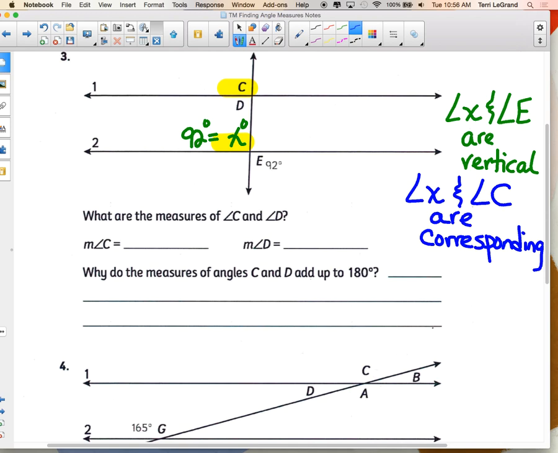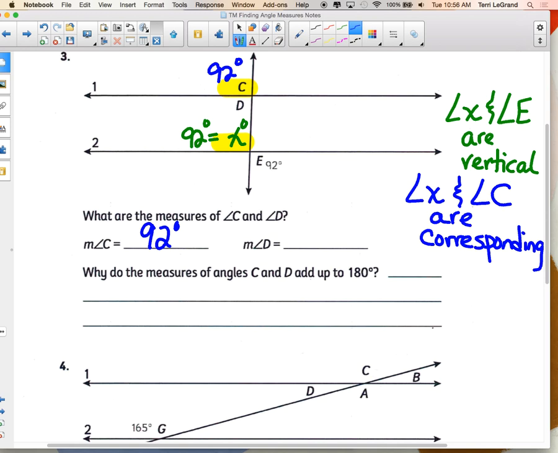And since they are corresponding, we can count on what? We can count on what if they're corresponding? They are equal. So that means it has to be 92 degrees, doesn't it? So we're going to say, okay, we now know that angle C is 92 degrees.